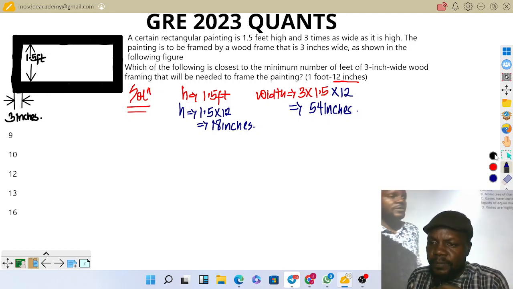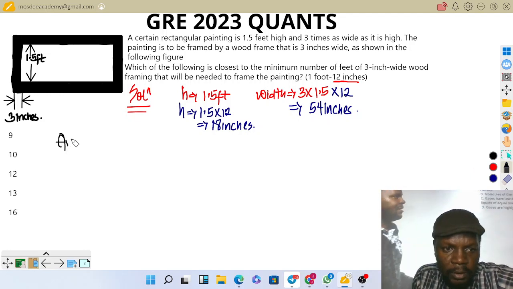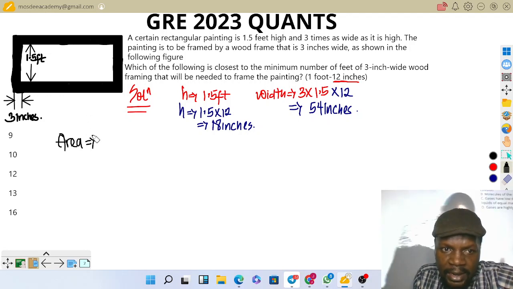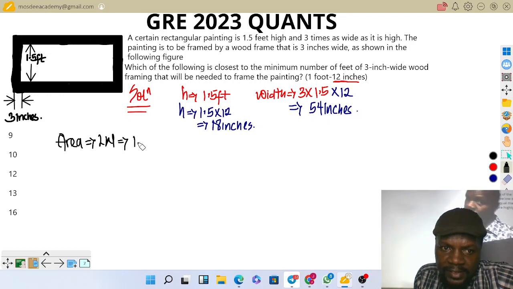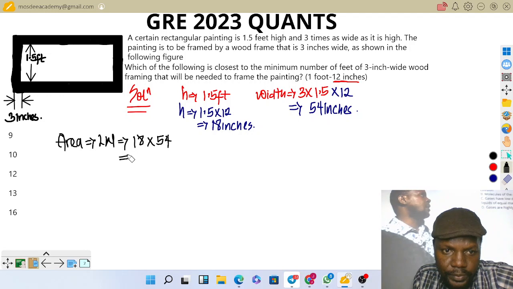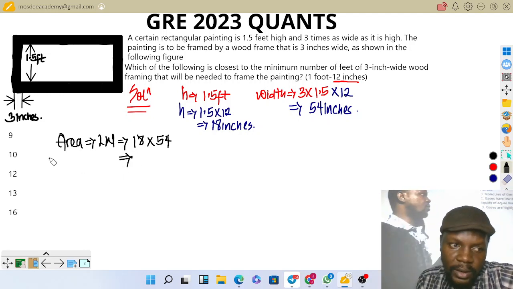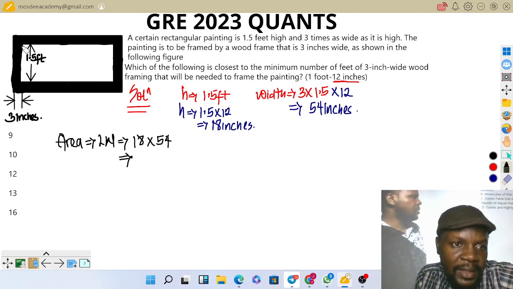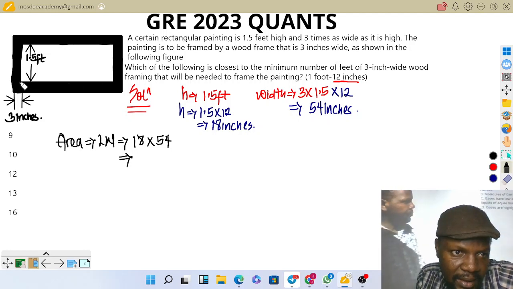So looking at the first one, the area of the one inside. The area of a rectangle is length times width. So we go 18 times 54. Right now I need a calculator and I'm not with a calculator here, so I have to do something else. And if we extend this, remember this was 3 here, 3 here, 3 here.